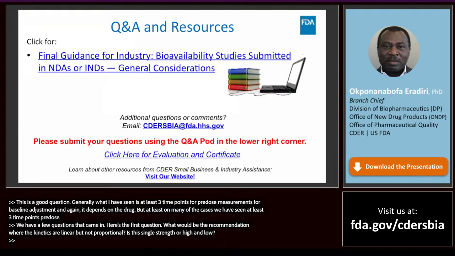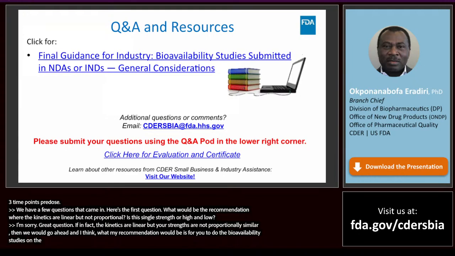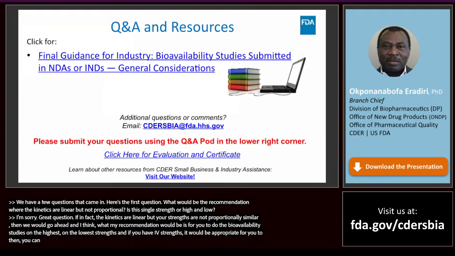Yeah, great question. If in fact the kinetics are linear, but your strengths are not proportionally similar, then I think my recommendation would be for you to do the bioavailability studies on the highest and the lowest strengths. And if you have intervening strengths, it would be appropriate for you to request a biowaiver for the intervening strengths, similar to what you would do, for example, if the kinetics were non-linear. Thank you.